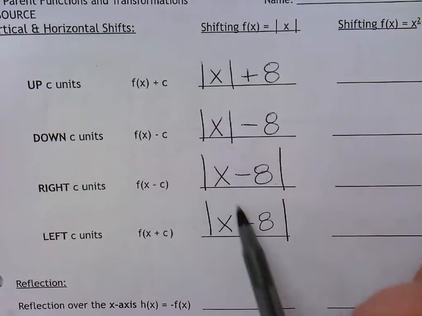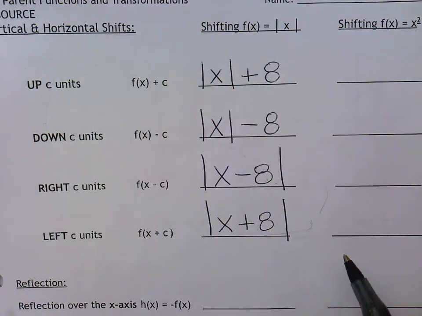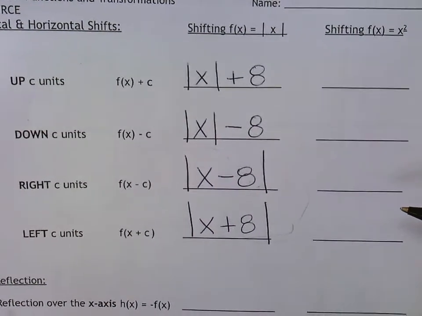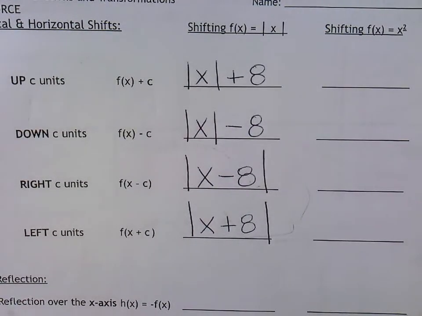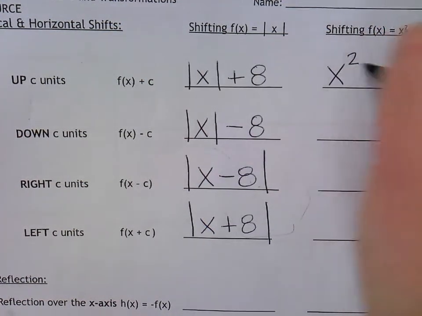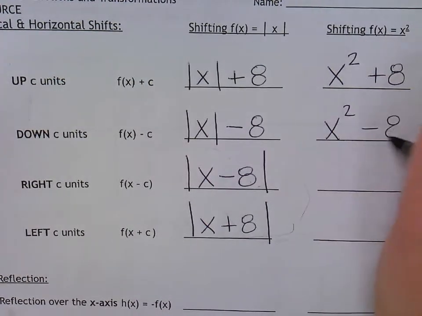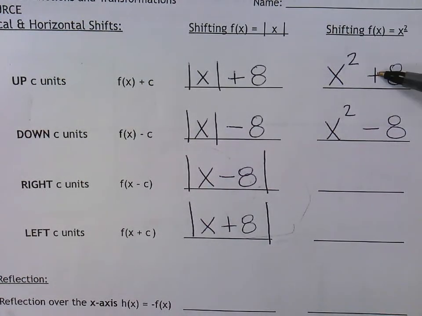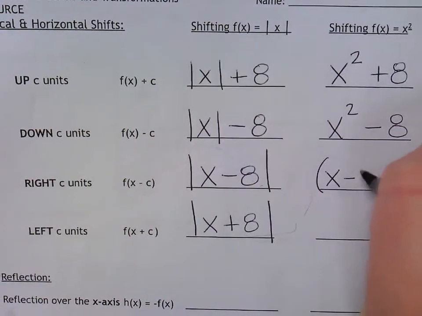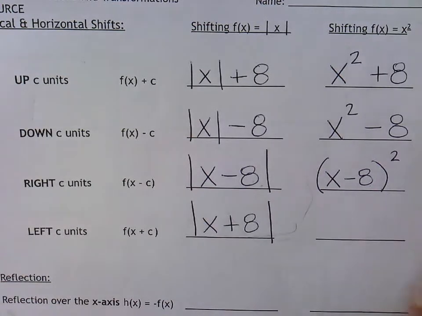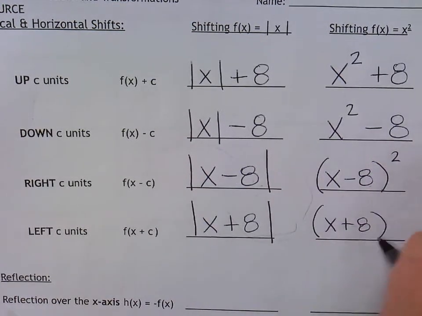So keeping those 4 straight is tough. You got to study it and practice it a bunch. Let's write those same 4 rules with a quadratic now, x squared. So it would just be x squared plus 8, or x squared minus 8. So that's outside the function, up 8 or down 8. And then same thing, if I want to move left or right, it's going to be inside the parentheses with x. So x minus 8 squared, x plus 8 squared.